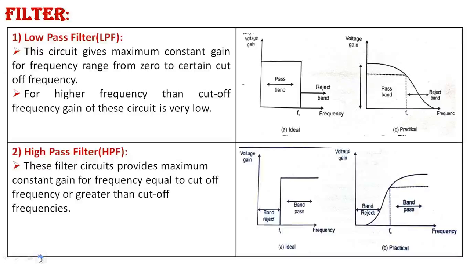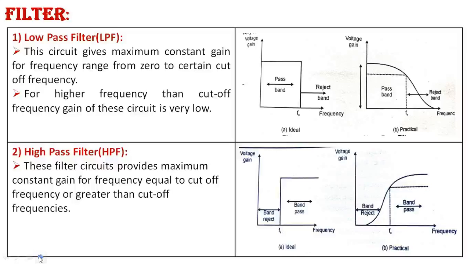Next are the filters and their ideal and practical characteristics. So the low pass filter: this circuit gives maximum constant gain for the frequency range from 0 to a certain cutoff frequency. For frequencies higher than the cutoff frequency, the gain of this circuit is very low. So see the ideal and practical response of the low pass filter.